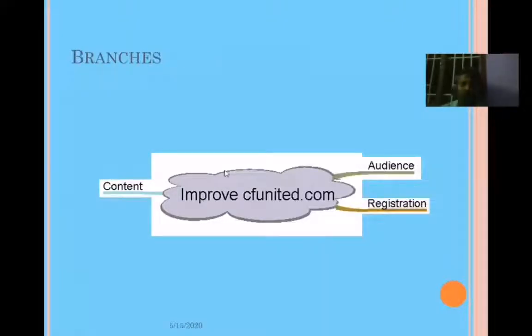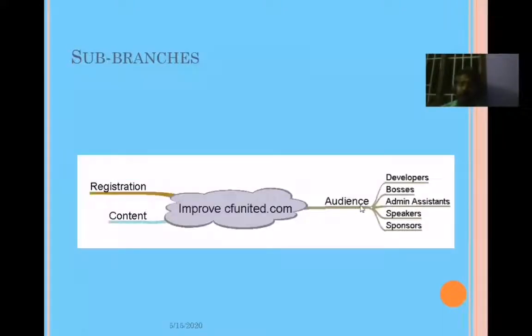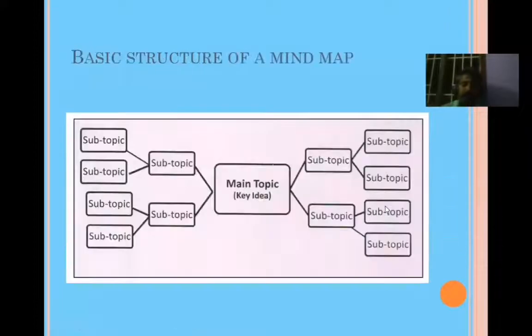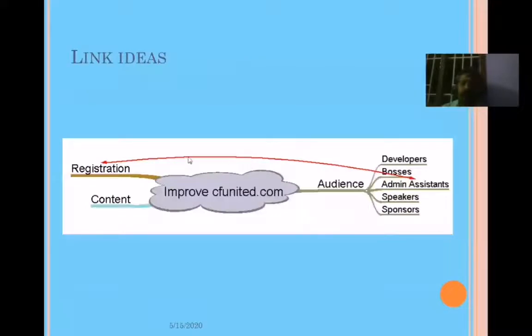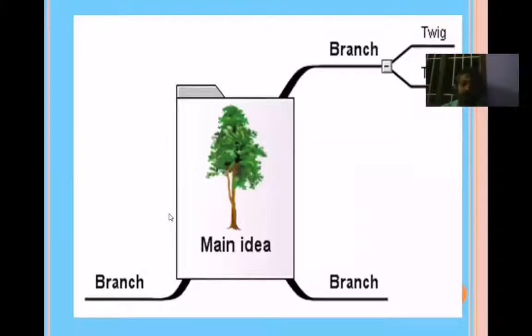You have a central idea, a common idea, a core idea you would like to talk about in a particular session. And you have 3 branches: content, audience, and registration. The branch audience has 5 more sub-branches. Fine. So one main idea has 4 subtopics, and every subtopic has 2 more subtopics. We can keep on expanding the mind map. And if you want to link ideas, one concept, one term, one keyword can be linked to another word. You can create a relationship between the terms or concepts. So: main idea, branch ideas, branches of branches.